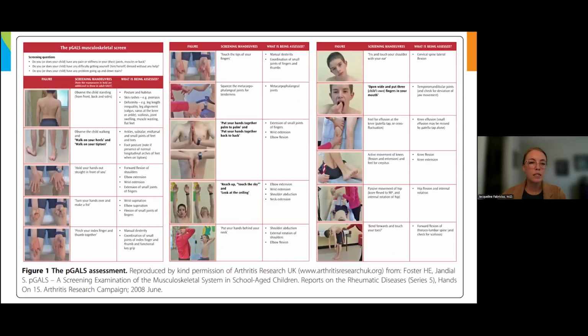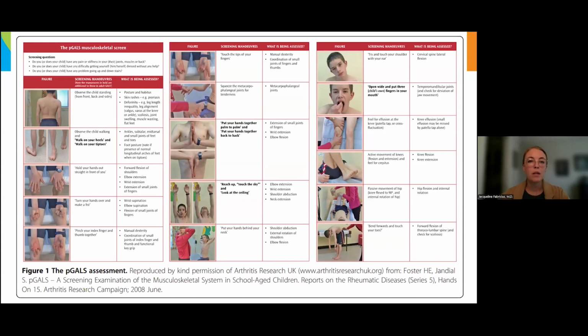So this here is the pGALS all in one slide. I know there's a lot of text and pictures on this slide, but I wanted to show you what the exam is in its comprehensive form. The exam starts with several screening questions, and those questions are, does your child have any pain or stiffness in their joints, muscles, or back? Does your child have any difficulty getting themselves dressed without any help? And do they have any difficulty going up and down stairs?